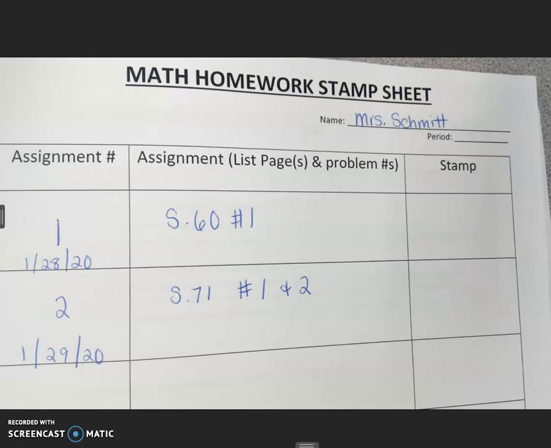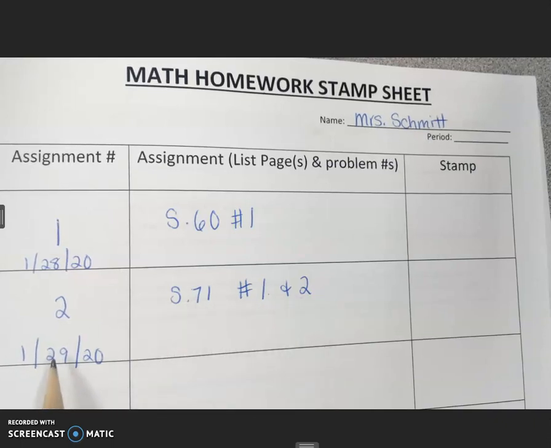Okay guys, so tonight our homework is S71, numbers 1 and 2, and that's a part of Module 5. So your stamp sheet should look like this. It's assignment number 2, S71, numbers 1 and 2.